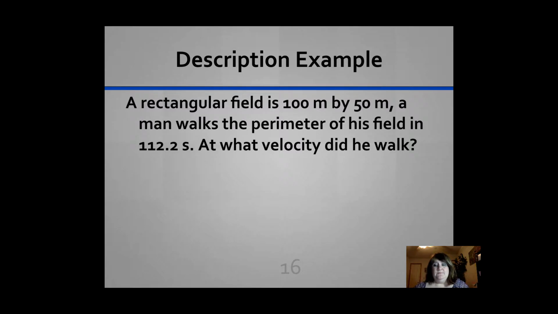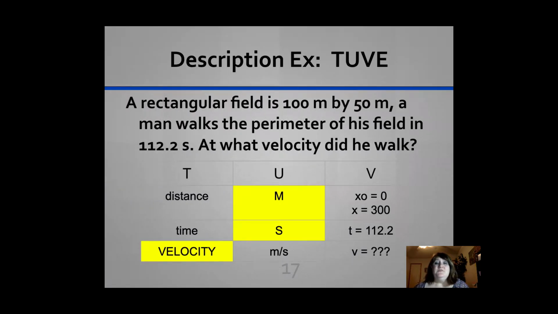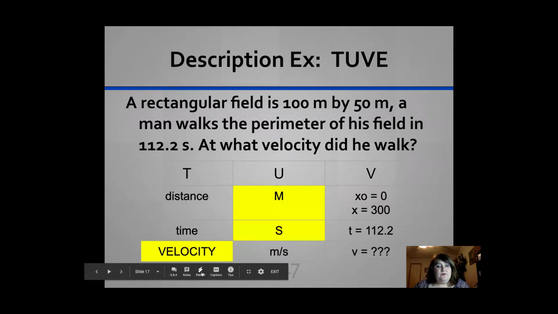multi-step approach. First, we're going to do a TUV chart. The first thing I come across right here, where's my handy dandy pointer? There it is. Right, is meters, so I put meters. And then I come to seconds, so I put seconds. And then I come to the term velocity, so I wrote velocity. Then I go back and fill in the rest of the chart.